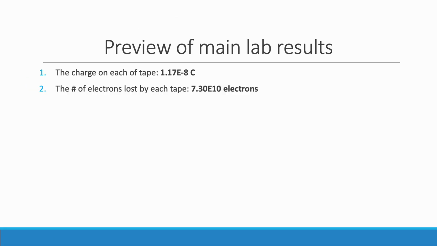So as a preview of the main lab results, we can see that the first part, the charge on each tape, was 1.17e-8 coulombs, and the number of electrons lost by each tape when they were charged was 7.30e10 electrons.